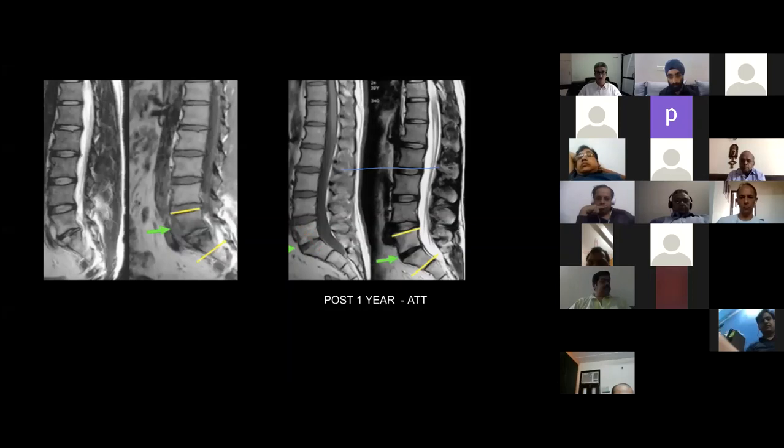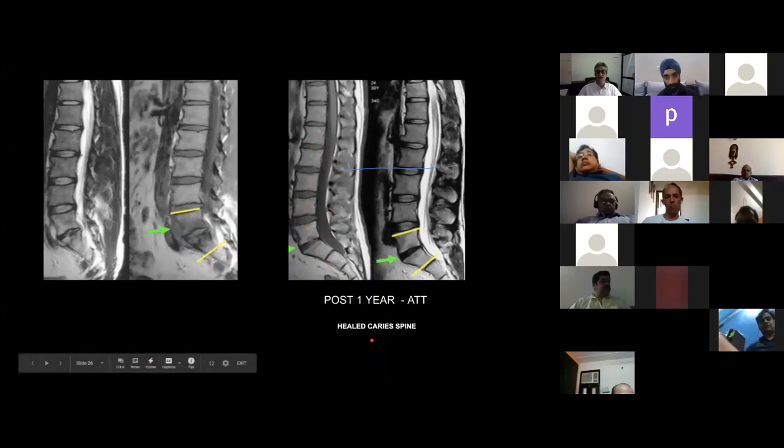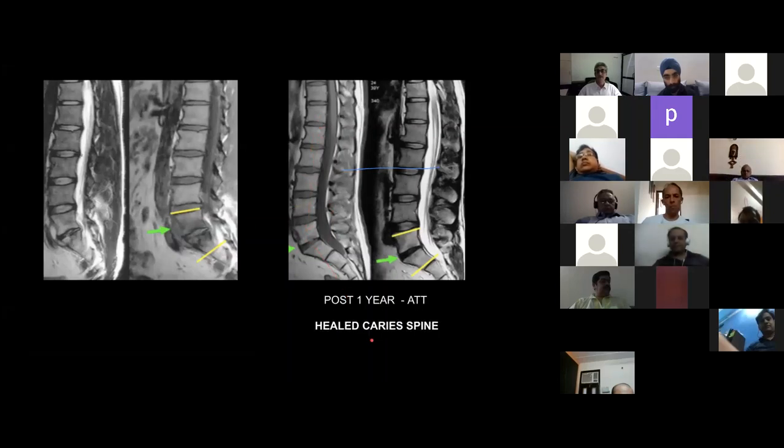Whenever we say it is a completely healed case, we see complete replacement of the marrow with fat on T1WI. All this is fat in the vertebral bodies. So there is a replacement of the fatty marrow. This is a case of healed Caries spine.